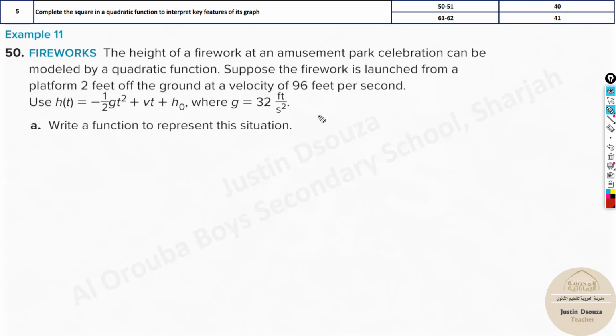Because everything is in feet, what is the first part? It's negative half, g is 32, so just substitute 32, t squared. What is v? Velocity is 96, t, plus h naught. Here it's launched from a platform of 2 feet, so the initial height is 2 feet. So we just write plus 2. Now just simplify this. Negative half times 32 is negative 16. So it's negative 16t squared plus 96t plus 2. This would be the first part.